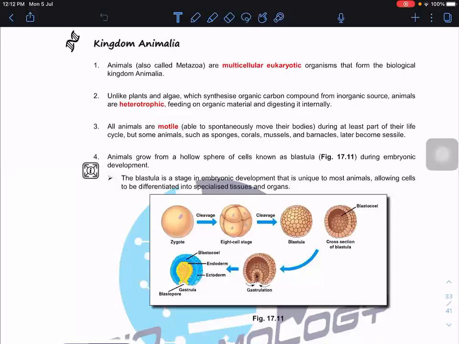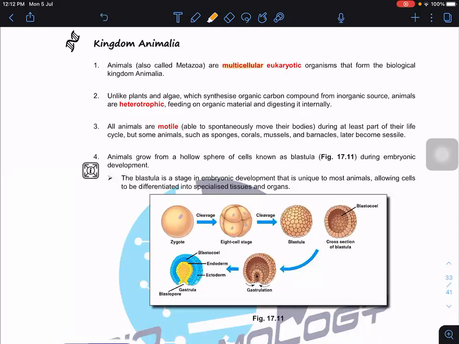Okay, so we're going to start Kingdom Animalia. So what are the characteristics that we're going to learn in Kingdom Animalia? The members of the Kingdom Animalia, we don't call Animalia, we call animal in this case. So first thing, very important, they must be multicellular.